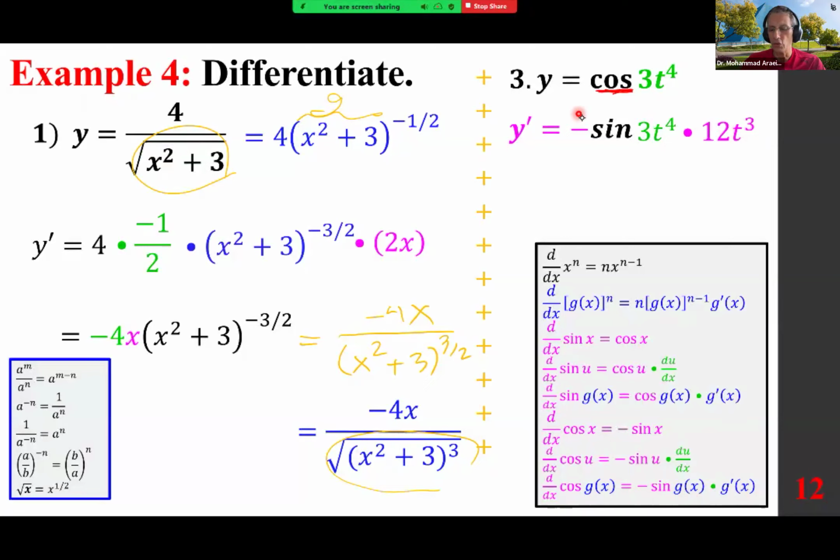Needless to say, you bring it to the front and you make it minus 12t cubed sine of 3t to the power of 4.